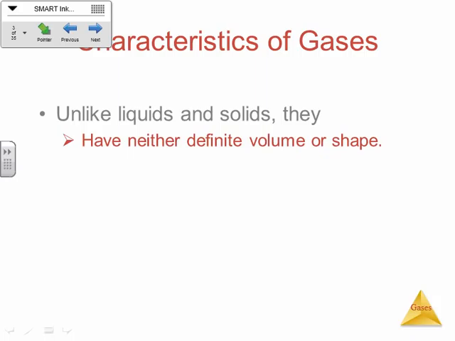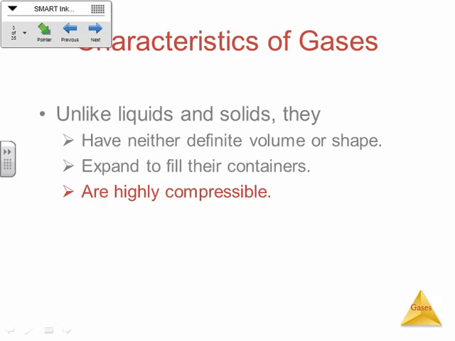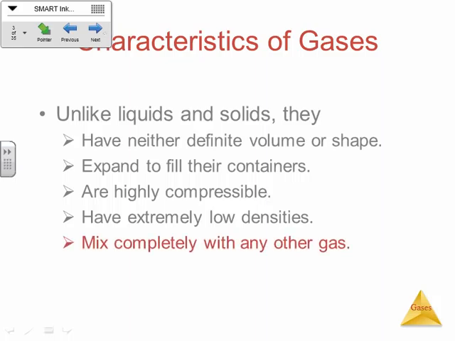Gases have no definite volume or shape. They will spread out to fill a container, and they will take the shape of whatever container they're in. They expand to fill their containers. That kind of goes with having no definite volume. They're highly compressible as well because they're so spread out. Because those gas particles are so far away from each other, it's easy to compress them, to push them into a smaller space. They have extremely low densities. All of these are very much related. Because gases tend to spread out, there's a lot of space between the molecules, and that means that they're not very dense. And they will mix completely with any other gas.